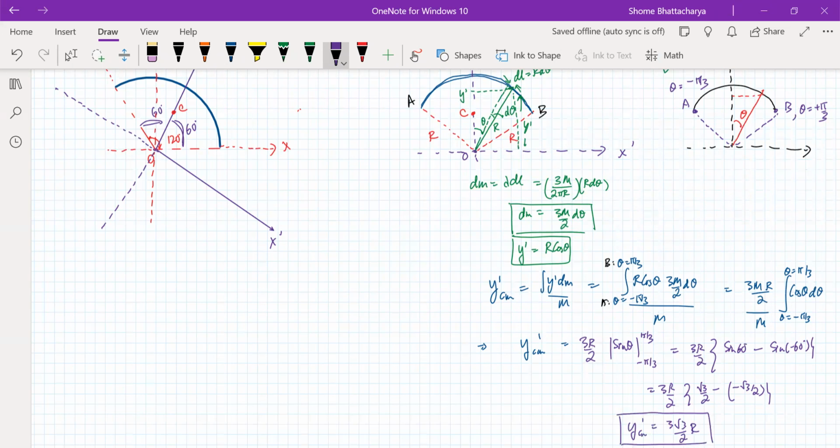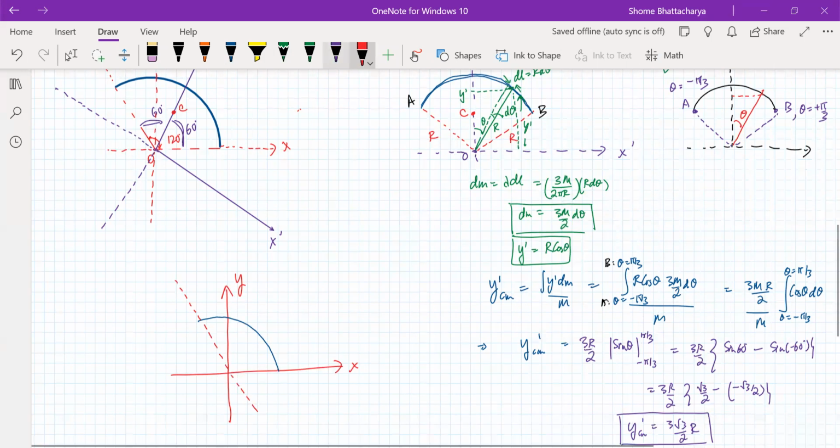Because if I go back to my original diagram, this one, this was my y-axis, this was my x-axis. Now the semi-ring, the arc was over here. Okay, this was the situation. So now we have taken this angular bisector as our y prime axis.